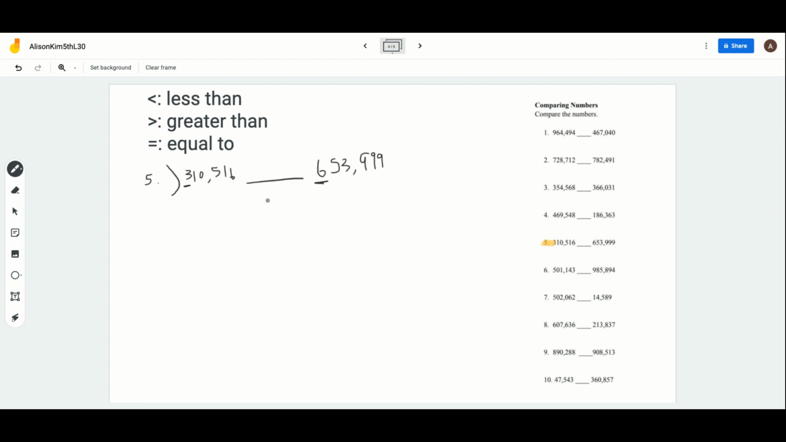Obviously 6 is way greater than 3, so we're going to say that 653,999 is greater than 310,516. As I said, we're going to use the greater than symbol, but you have to face the opening to the number that's greater. So the opening is going to face the 6, like this, and the end point faces the lesser, smaller number. So number 5 is going to be greater than.